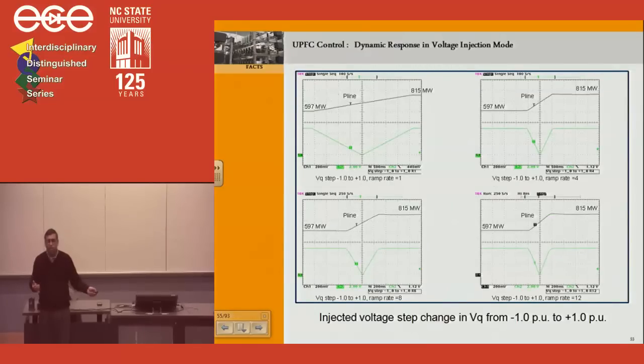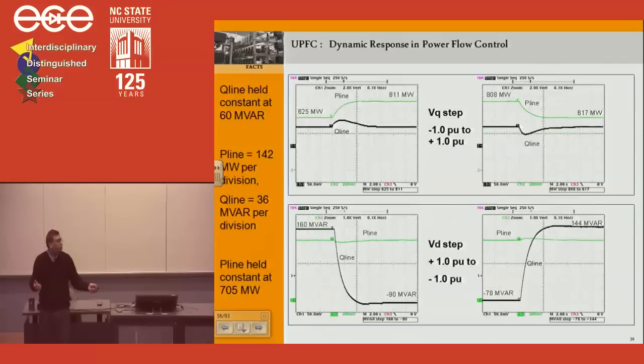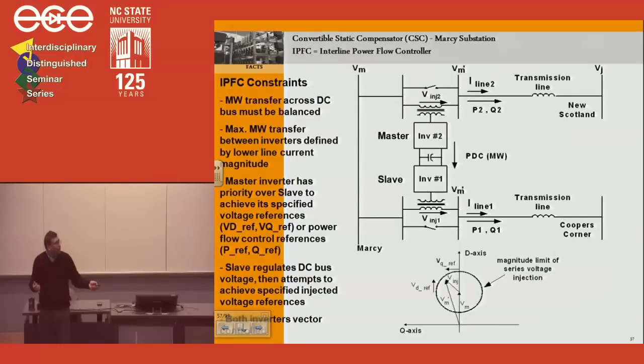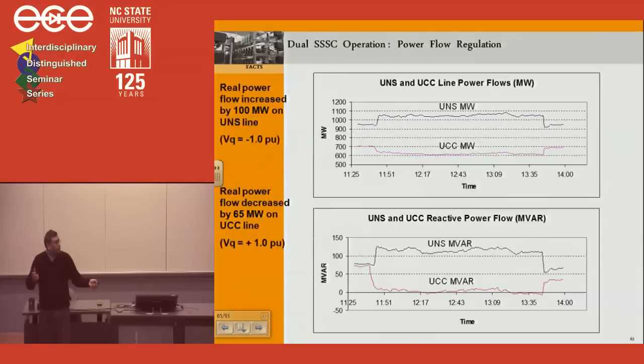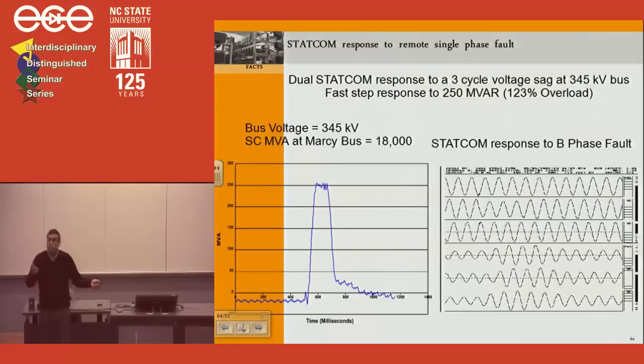We had a ramp rate that we could dial into our control, and we could do P and Q controls and things like that. So there's a bunch of these things. All those things we did. This is what the system did.